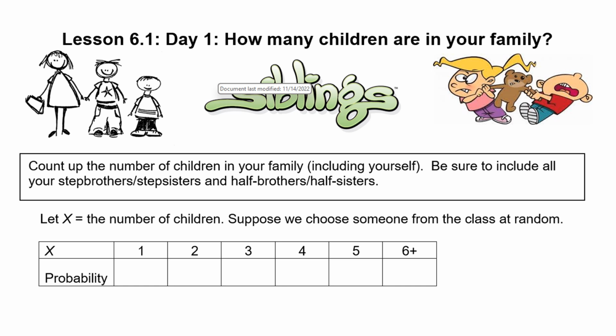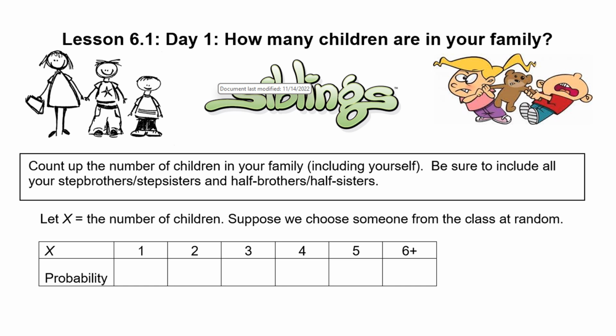We're still going to be working with probability, but chapter 6 starts to think about variables that are discrete versus continuous. So for today's lesson, we're going to ask the question, how many children are in your family? If I was here in class, I would have you count up everything, but I'm going to use the data from last year since I'm not there today.